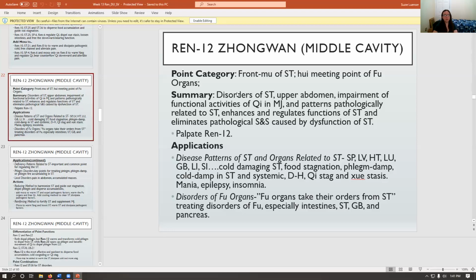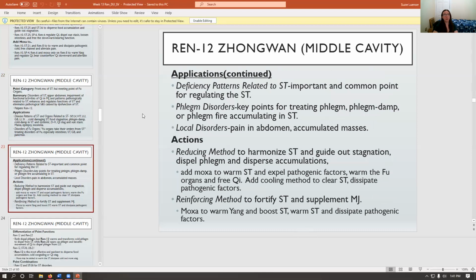Disorders of food organs. So really the intestines, the stomach, the gallbladder, and the pancreas. We can use Ren 12 as well for deficiency patterns related to the stomach, despite the fact that it is a front mu point, which we often think of more for excess. This is absolutely one of those where we can use it for deficiency. It's a very common point for regulating the stomach. We will also use this for phlegm disorders that are affecting the stomach specifically, and then of course local disorders, so any sort of pain or masses that are local to that Ren 12 area.